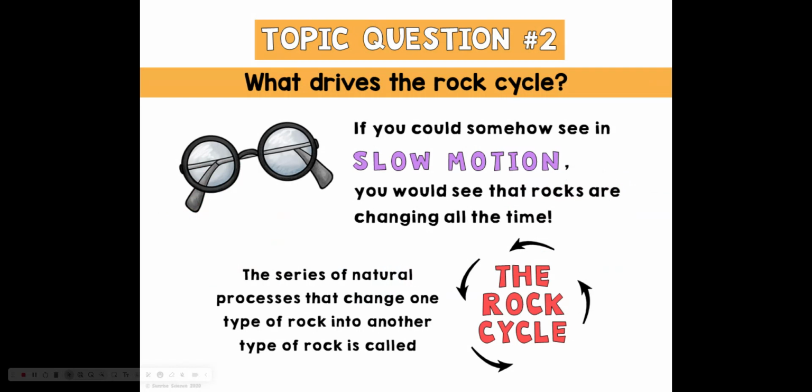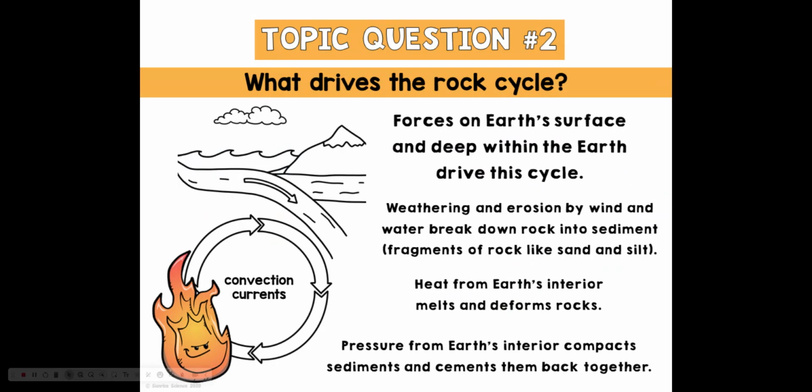We're actually going to be going over it, and it's not the same cycle over and over again. It can go in different directions. So any one type of rock can become one of the other types of rocks, and so it's pretty cool. Continuing with topic question 2, forces on the Earth's surface and deep within the Earth drive this cycle. So there are things above the Earth here on land that we can see happening, and then there are other things deep within the Earth that we actually don't see happening that also contribute to the rock cycle.